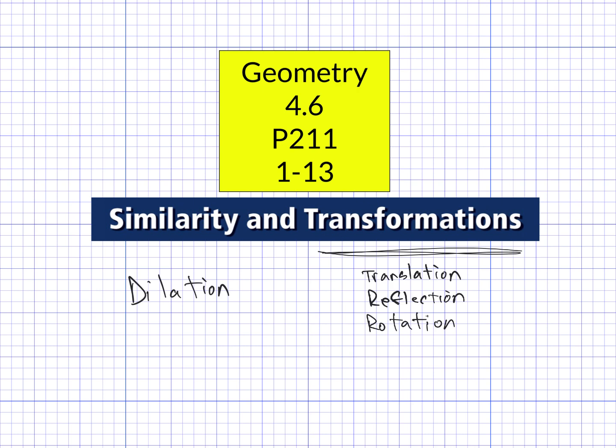So we can have a right triangle, and let's say this is 30 degrees and that's 60 degrees, and we blow it up, you still have 30 degrees and 60 degrees, but the lengths of the sides still change. So the angles stay the same in dilation. That's similarity, okay? This is congruent. These are all congruent. All right, so now we're just talking about similarity and transformations. Let's go forward.